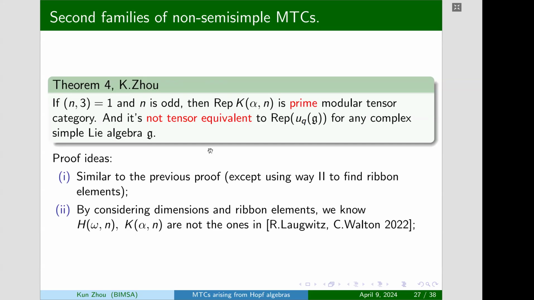The proof idea of this theorem is similar to the proof of the theorems above. The only difference is we use the first way to find the ribbon elements for this triangular Hopf algebra K_α^n. By considering dimensions and the ribbon elements, we also know that H_ω^n and K_α^n are not the ones given by Lang and Wharton in 2022.